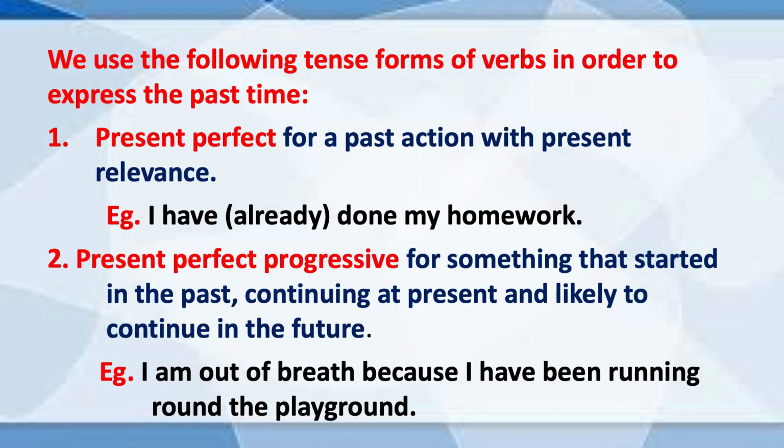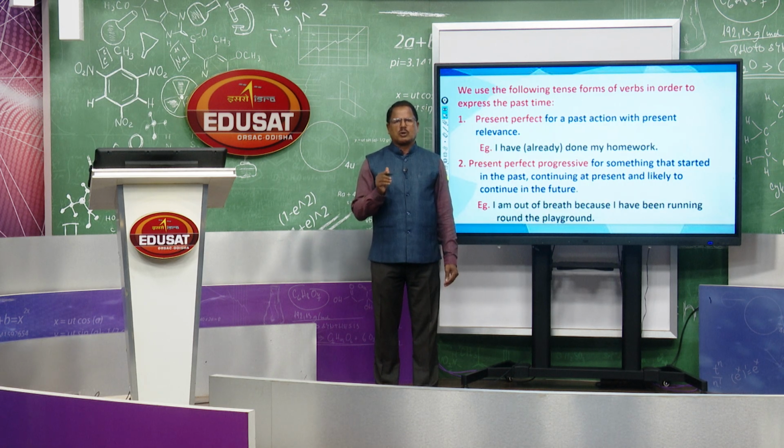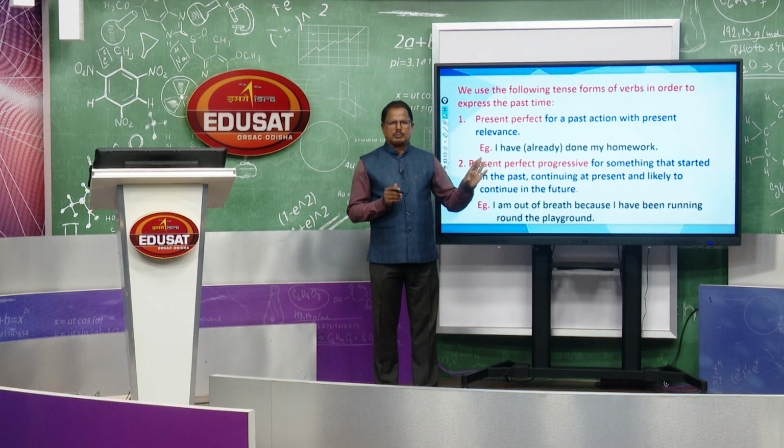Now you see, we discussed these two forms we use to talk about present time. Now we use the following tense forms of verbs in order to express the past time, right. So, present perfect, present perfect progressive to talk about past time. What has happened in the past, which form do we use? So for present time, two forms, present simple, present progressive. To talk about past time, we use present perfect for a past action with present relevance. I have done my homework, means the work is over, I have finished, right.